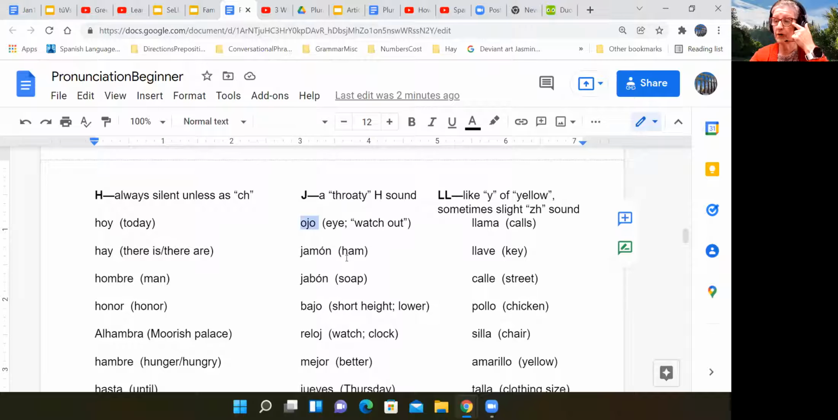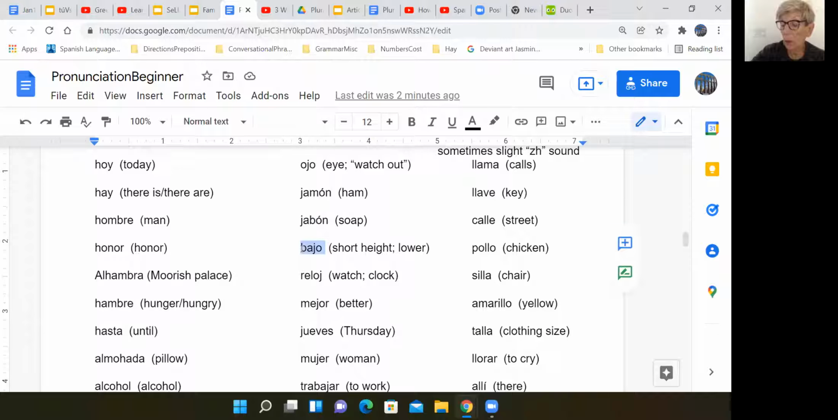Here's the word for the part of your body, ojo. Here's a word for something you eat, jamón. We change one letter in the middle of jamón and we get the word for the thing you use in the shower, jabón. We get the word for short in height, bajo. We get this thing here, something you use to tell time. It can also mean your watch. But this is a tricky one to say. Reloj.